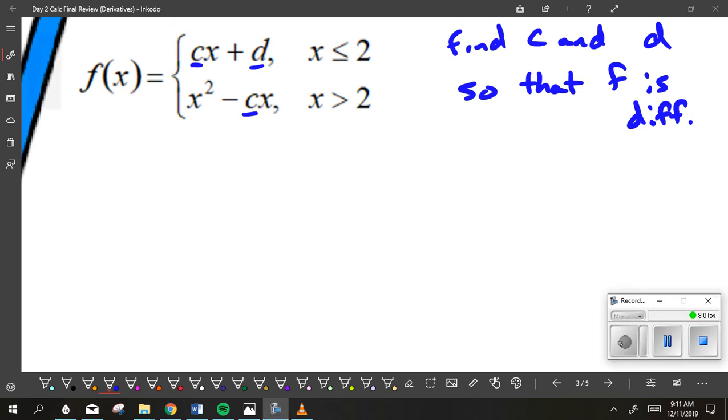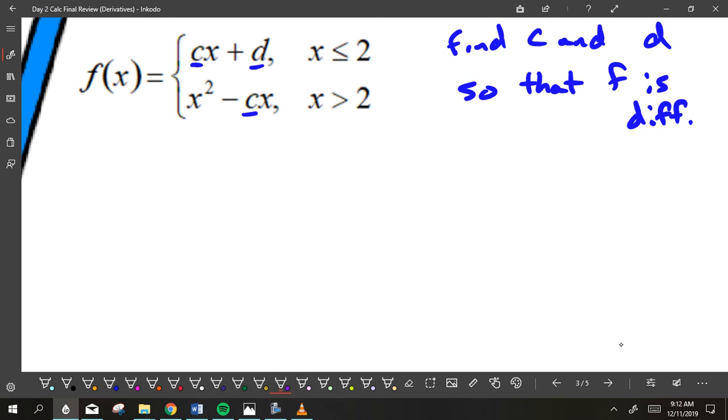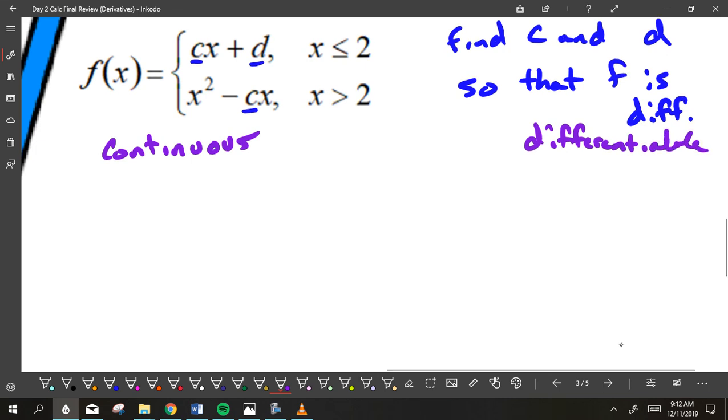Here. If I want to be differentiable, two things need to be true. I need to be continuous, and I also need to be differentiable. This top thing is a line. This bottom one is a parabola. Is a line continuous? Is a parabola continuous? Yeah, I know those are continuous. There's only one place that could maybe not be continuous. What do I need to do with those two equations to make sure they are continuous all of the time? Set them equal to each other. I'm going to take cx plus d and set that equal to x squared minus cx.